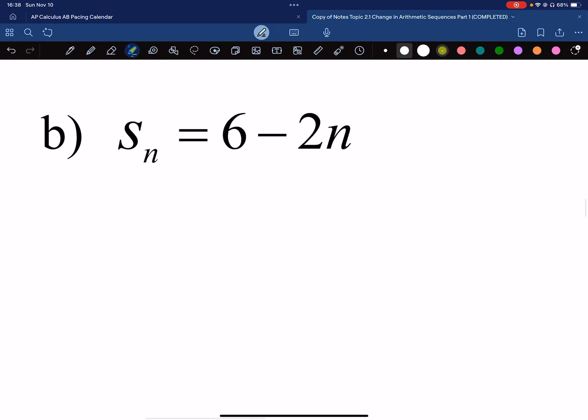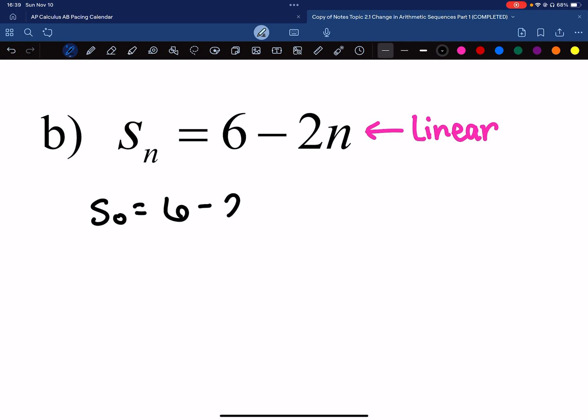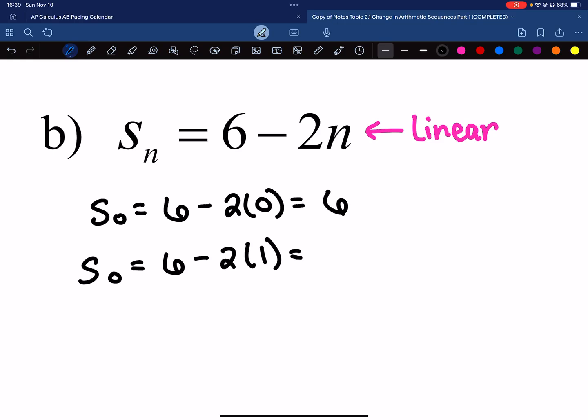Okay, looking at this next one, you should recognize this equation right here as a linear equation. Okay, but if you weren't sure, you could plug in some values. So plug in 0. 0 minus 2 times 0, that would be 6. 6 minus 2 times 1, that would be 4. Sorry, that should have been a 1. Plug in a 2. 6 minus 2 times 2, that would be 2.